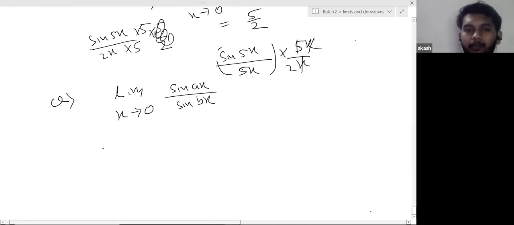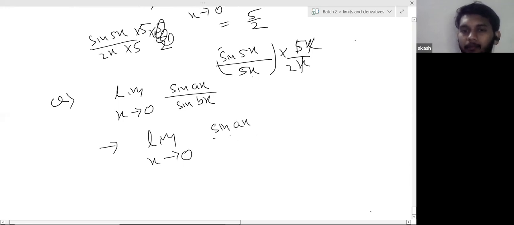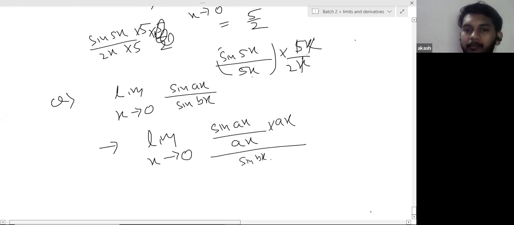So in this question, what we can do? Remember the question we solved in the last class? To solve this, we have to get ax in the denominator. So I divided by ax and multiplied by ax, so that the question is unchanged. Whole divided by, I have sine bx. I need bx here. So I divided by bx and multiplied by bx. So this becomes 1. This becomes 1. x and x are cancelled. So the answer is a upon b.